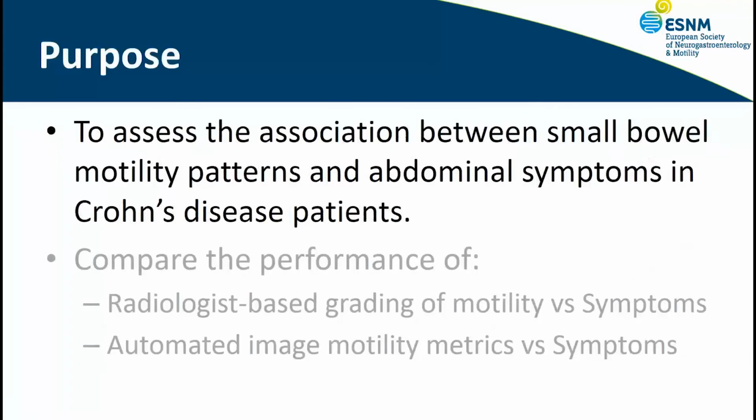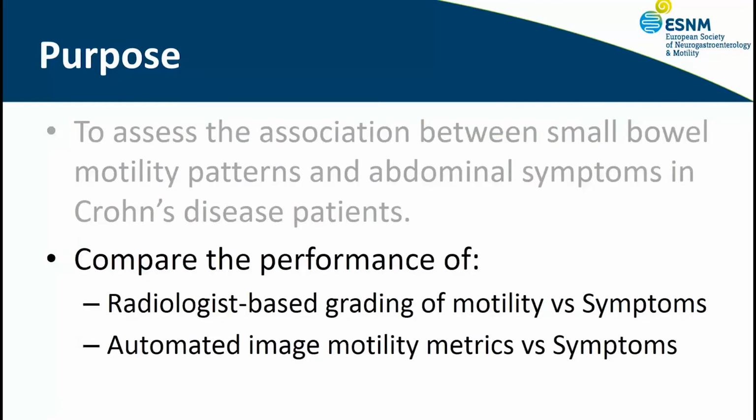The purpose of our study was to assess the association between small bowel motility patterns and abdominal symptoms in Crohn's disease patients. The motility patterns were analysed using cine MRI data, which is where a series of images acquired over a short period of time can then be played back as a movie. And symptoms were recorded using a patient questionnaire called the Harvey-Bradshaw Index.